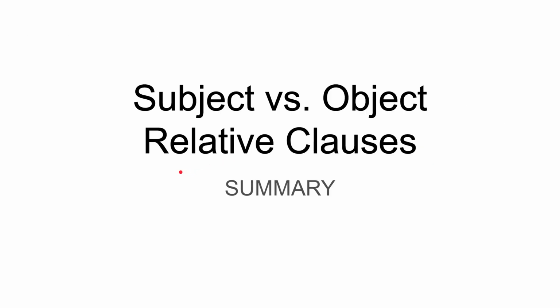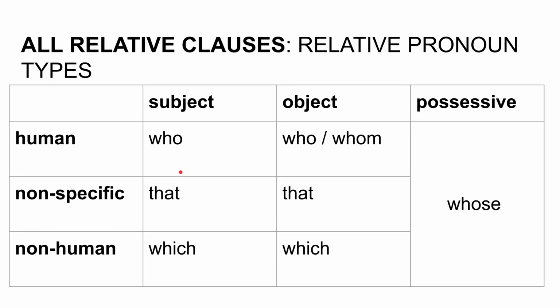So this is an object relative clause. Okay, let's do a quick summary of the rules that we learned. Please remember that for subject relative clauses that are human, we use who. If it's non-specific, that means people or things or animals, we can use that. For non-human, and we are being very specific, in objects and things, objects and animals, we use which for subject relative clauses. For object relative clauses, we use who and whom when we're talking about people, that for either people or things or animals, and which for only animals.